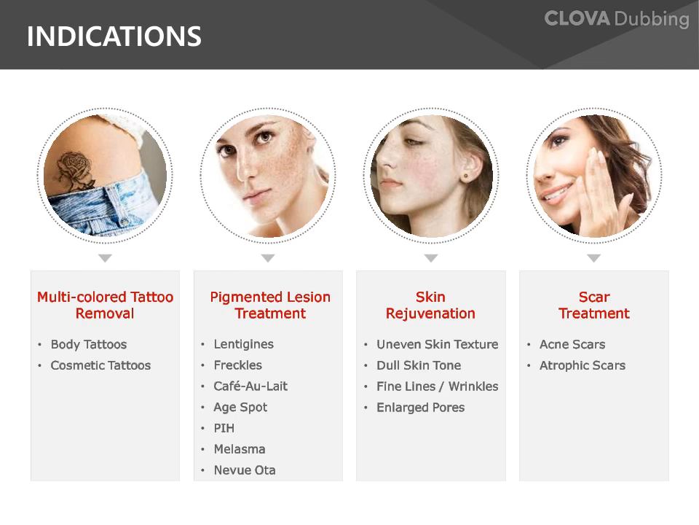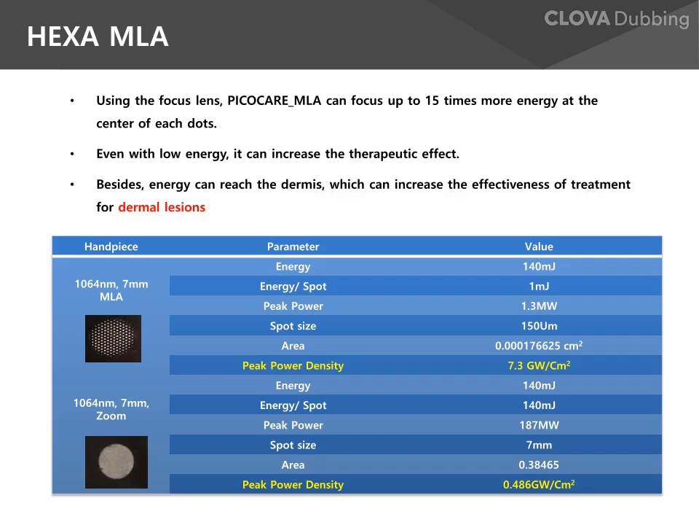Let's explore how skin rejuvenation and scar treatment can be achieved with a picosecond laser, even though it is not a fractional laser. Firstly, let's take a look at the MLA handpiece. The picosecond laser includes an MLA handpiece. The MLA, or micro lens array, uses multiple focusing lenses to concentrate energy into the center, irradiating the target area.